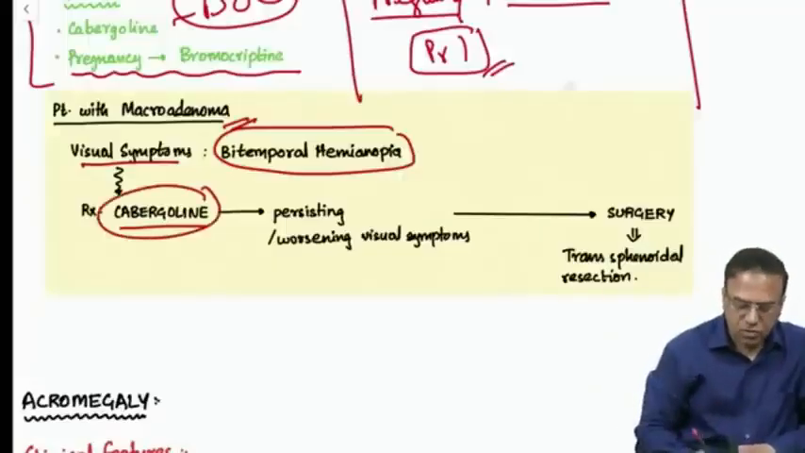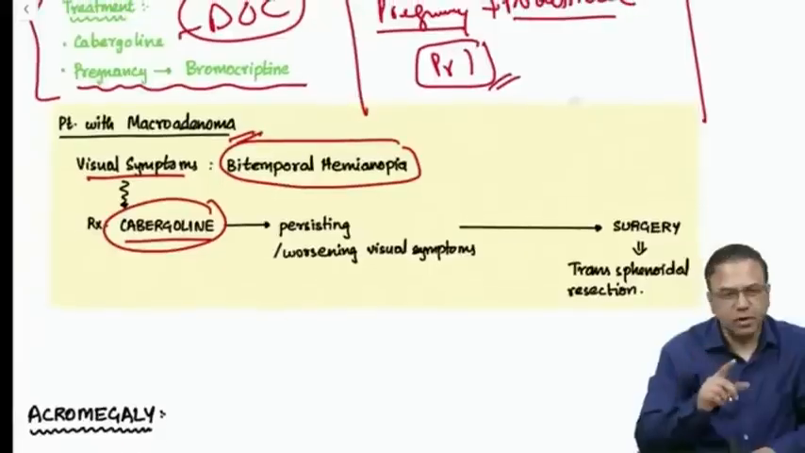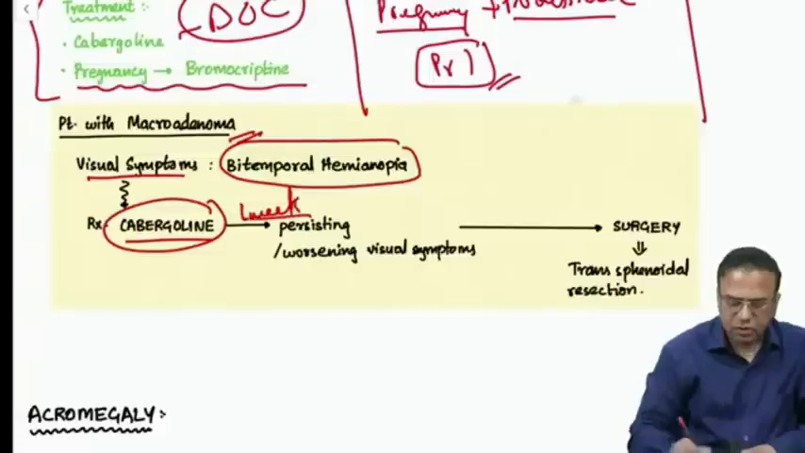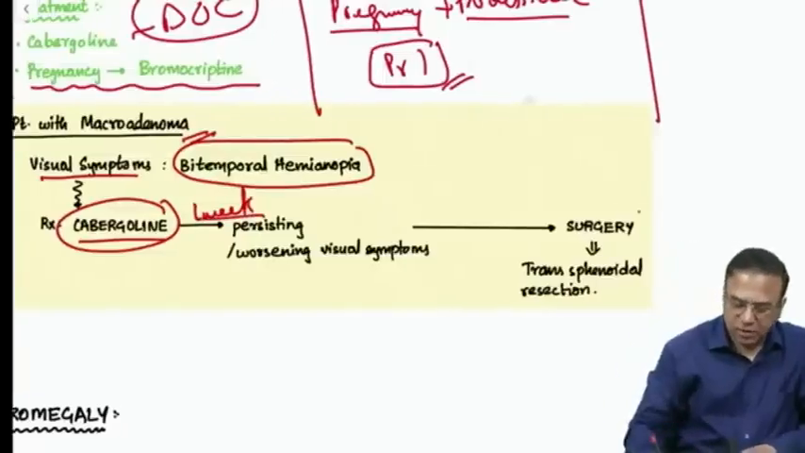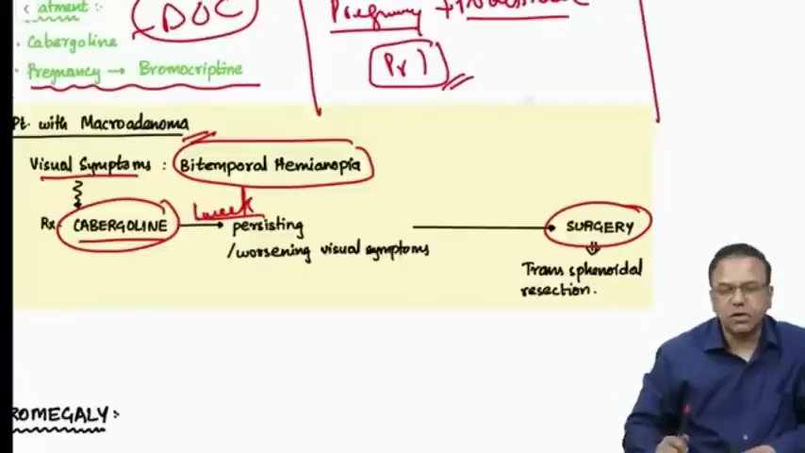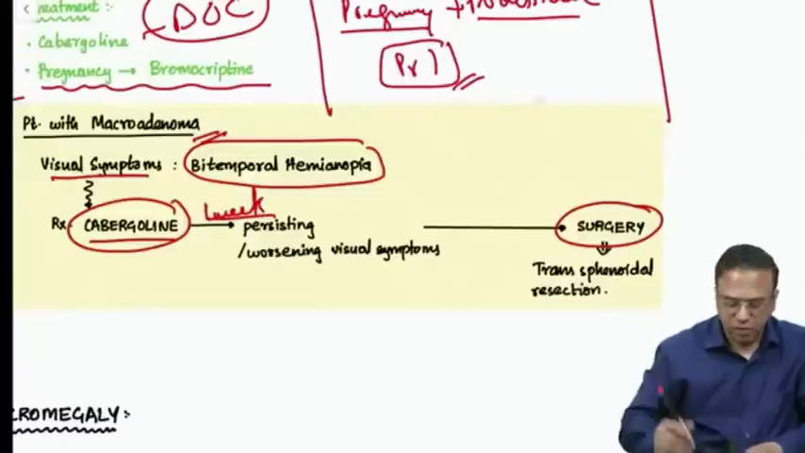In that case also, that means even in a macroadenoma, the treatment is cabergoline. If within 1 week the patient shows no improvement, then you should take the patient for surgery, otherwise the visual symptoms will become permanent. And the surgery that we do is transsphenoidal resection. Okay, it is transsphenoidal resection.